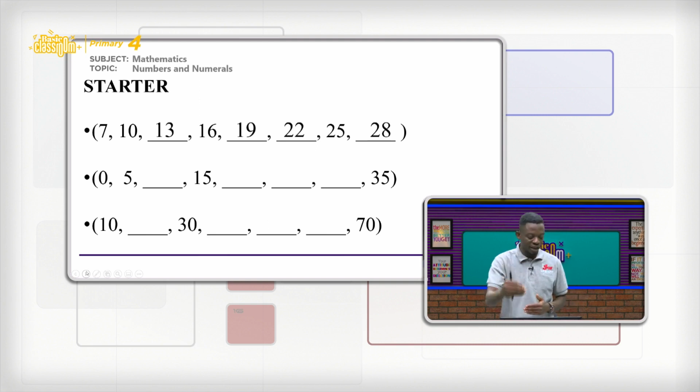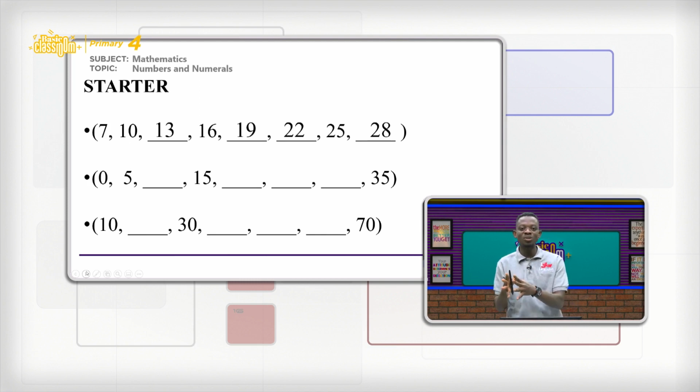Because when you add 3 to 7, you are getting 10. When you add 3 to 10, you are getting 13. Very good. So you see that we have our 13 there. Now let's move on. When you add 3 again to the 13, we are getting 16. When you add 3 to the 16, we are getting 19, then 22, then 25, and our last digit will be 28. So that will be the answer for the first one.